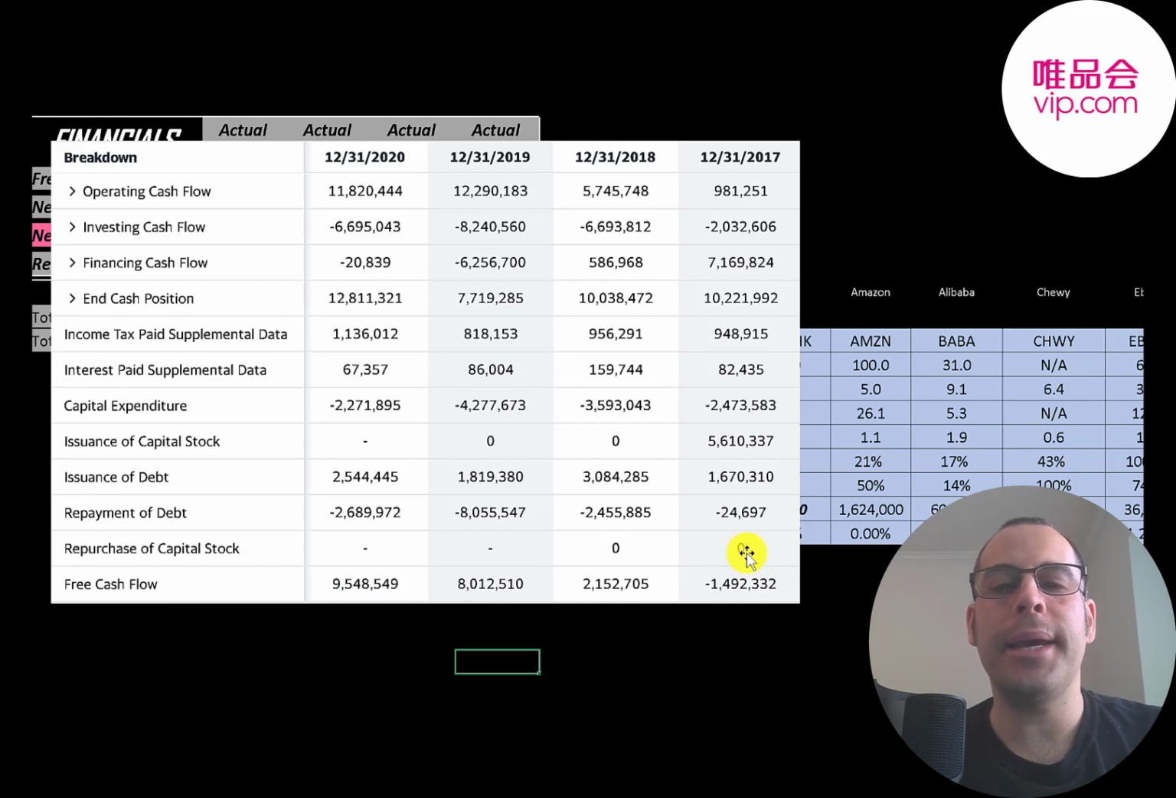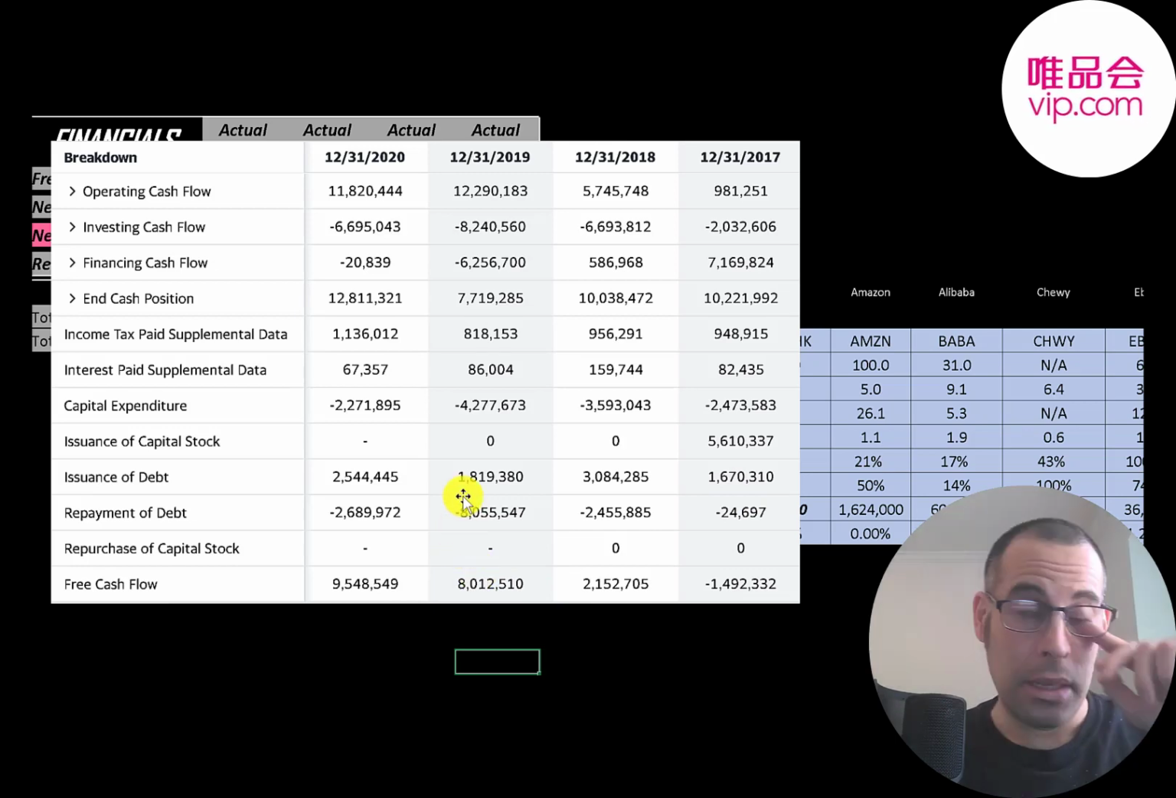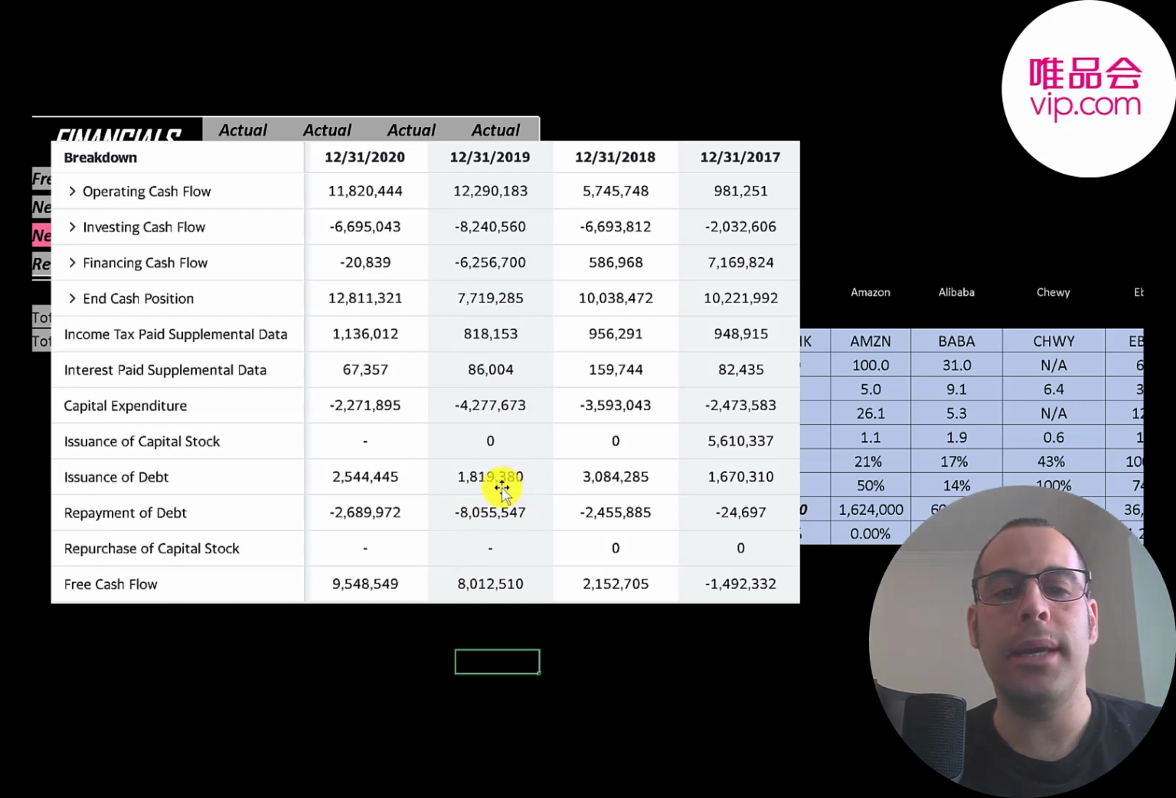Since the company had negative free cash flow, they needed to raise money to run their business. They generated 5.6 billion of capital stock in 2017. When a company issues capital stock, that increases its shares outstanding, making your shares less valuable. They also added 1.7 billion of debt. But it looks like in 2019, the first year they generated a lot of free cash flow, they paid down a lot of debt. They paid down over 8 billion that year. They did issue $1.8 billion.